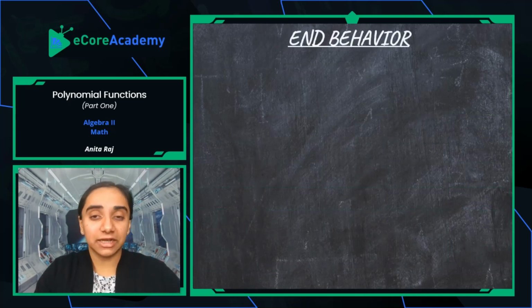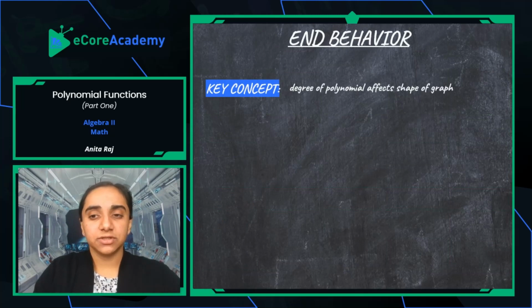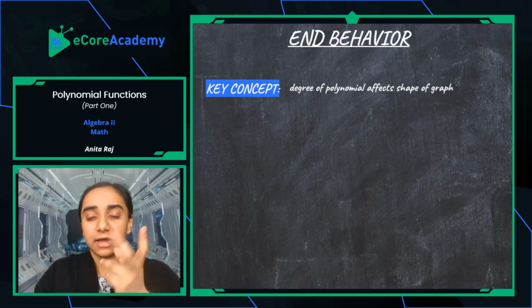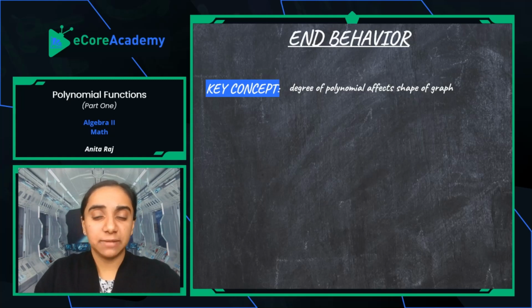Next, let's look at end behavior, which I hinted at the beginning. End behavior is affected by the degree of the polynomial. So the degree of the polynomial, meaning the highest exponent of the term with the highest exponent in the polynomial, that exponent is going to affect the shape of the graph when you graph it on a TI or by hand.